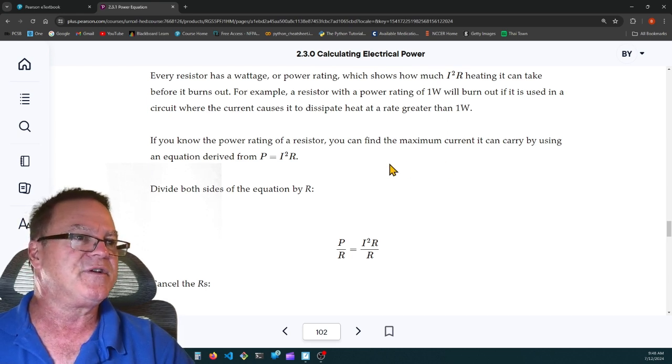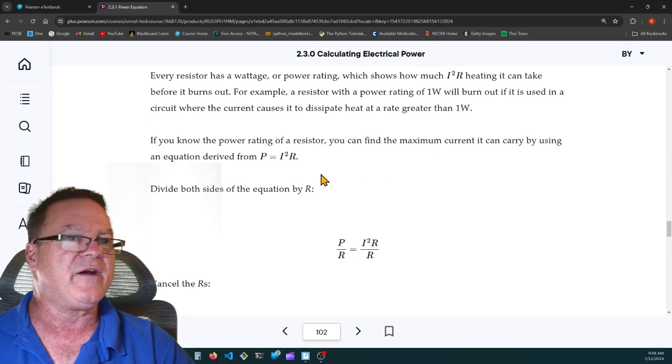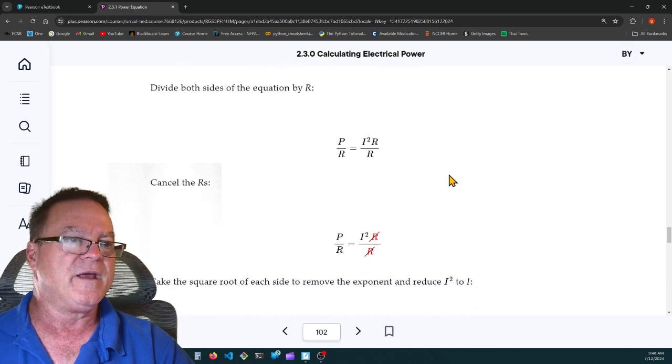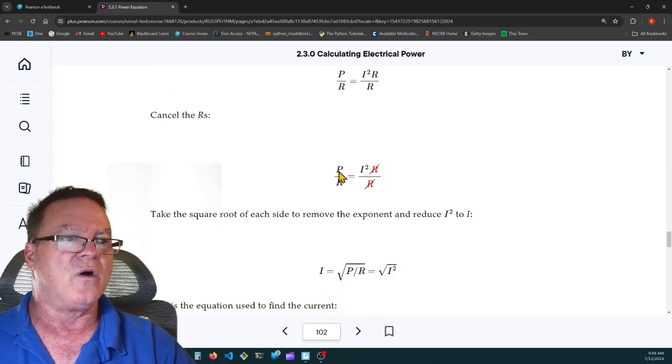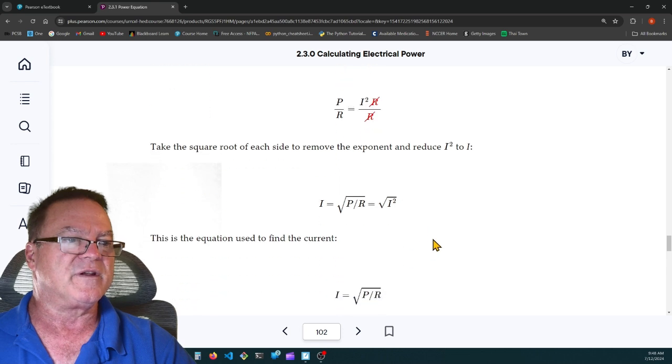If you know the power rating of a resistor, you can find the maximum current it can carry by using an equation derived from P equals I squared times R. So I equals the square root of P over R. They're rearranging that formula to come up with I equals the square root of P divided by R.